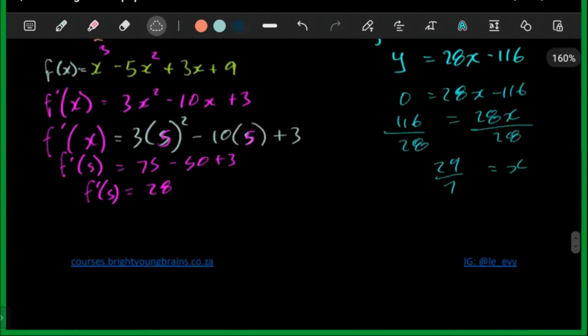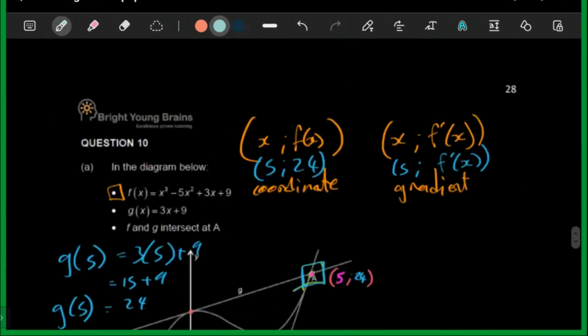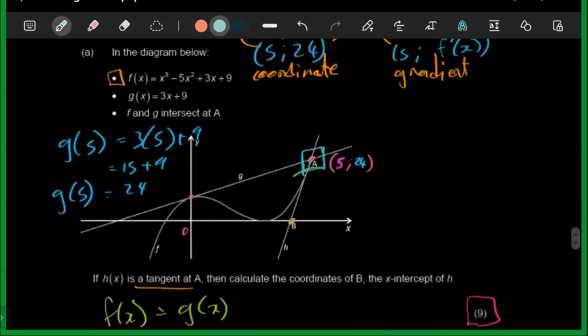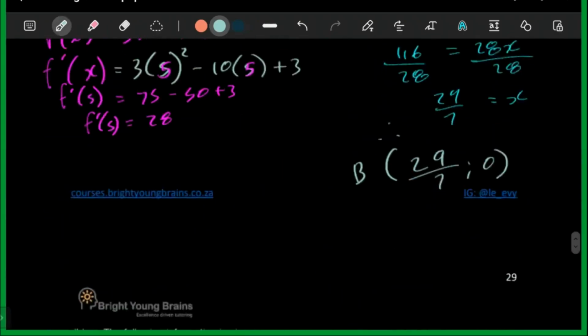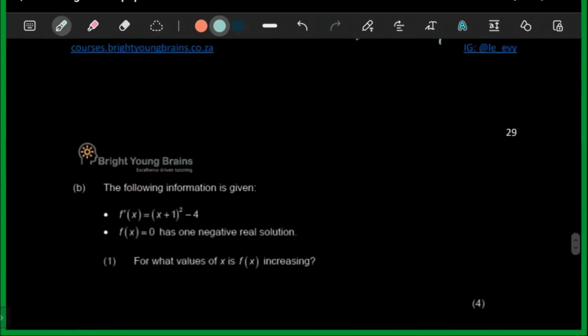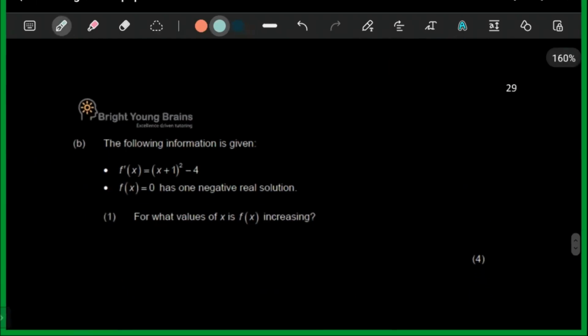But anyways, they want the coordinate, right? So you have to say therefore the x value and then the y value. That's the coordinate of B as they are asking. So it is all good. Let's move on. They said here B. It says the following information is given, right?